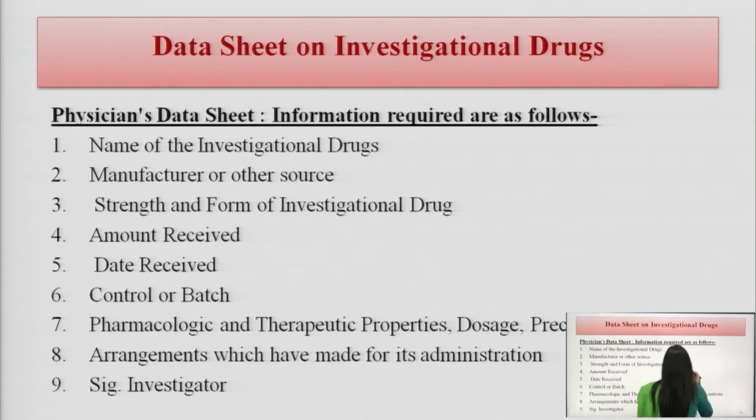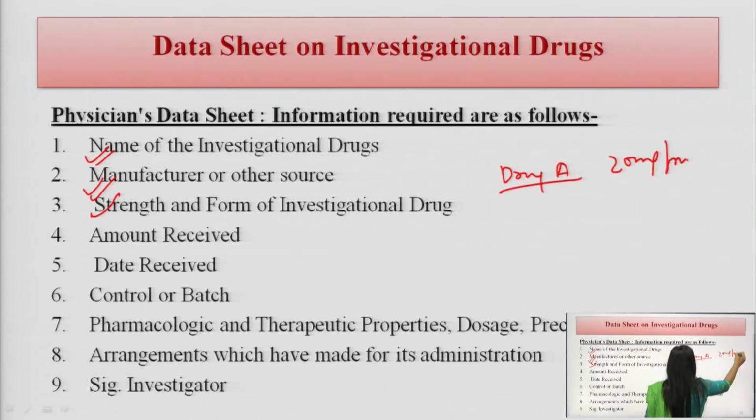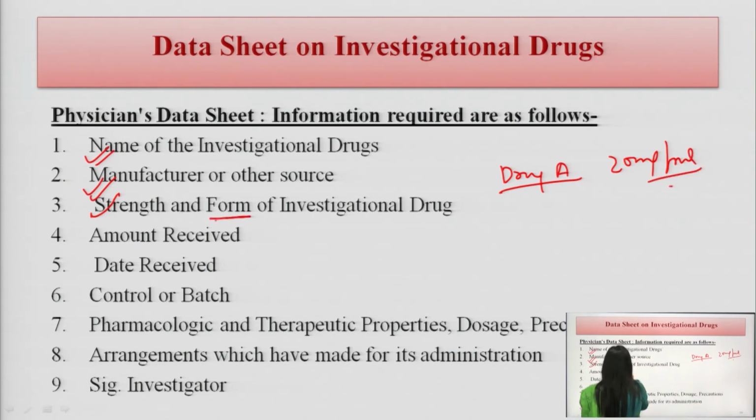If I am taking an example of a data sheet, the name of the drug is written, then there is the manufacturer, whosoever is preparing or manufacturing the drug. What is the supplying source, the supplier? Strength means, for drug A, what is the concentration? 20 mg per ml. This is called strength. What forms are used? Means capsules, tablets, syrups, emulsions, injections, and the amount received.